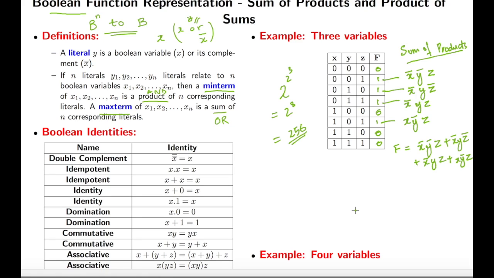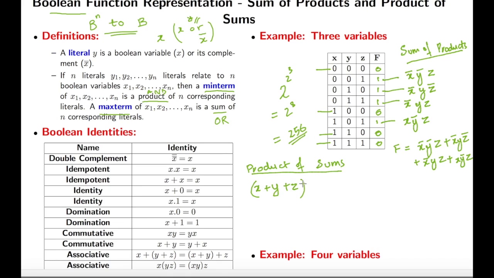Okay, now we'll talk about the product of sums. For this we need to consider the 0s. So we have a 0 here, a 0 here, and a 0 here. What is the max term corresponding to this? Remember, we need all of them to be 0. So we'll just choose x plus y plus z because all of them are 0, so we don't need to complement any.